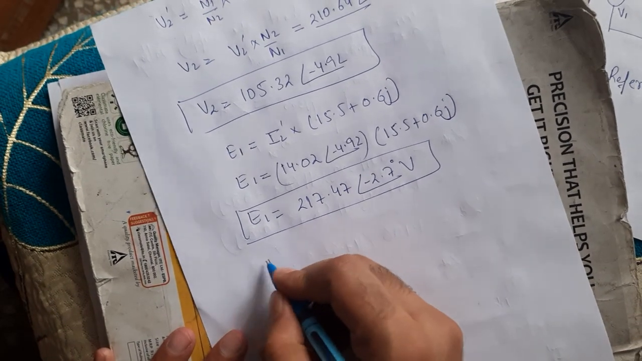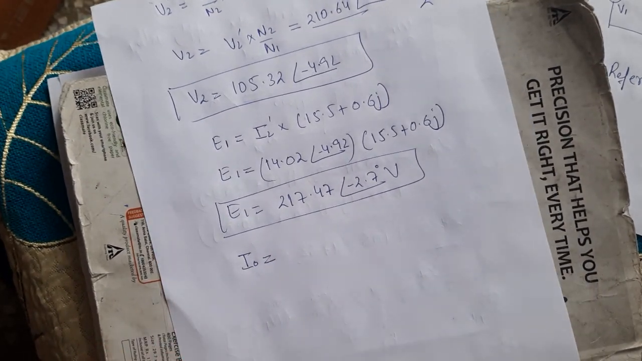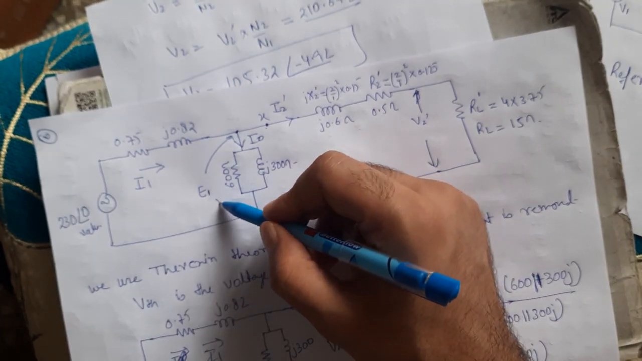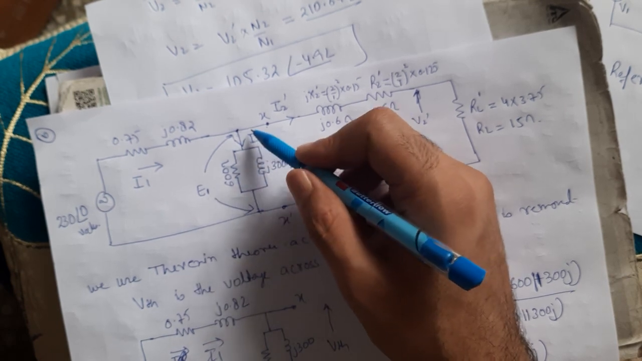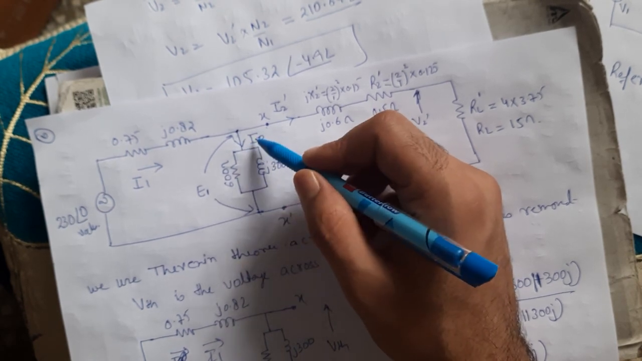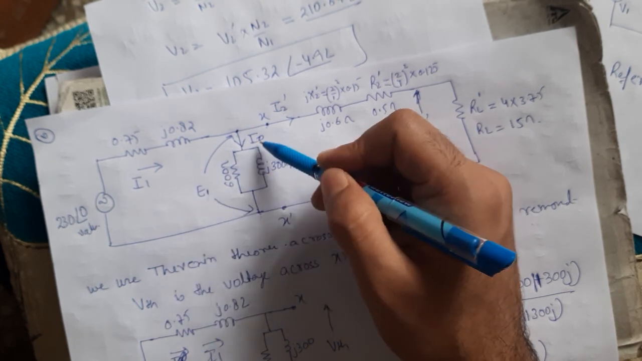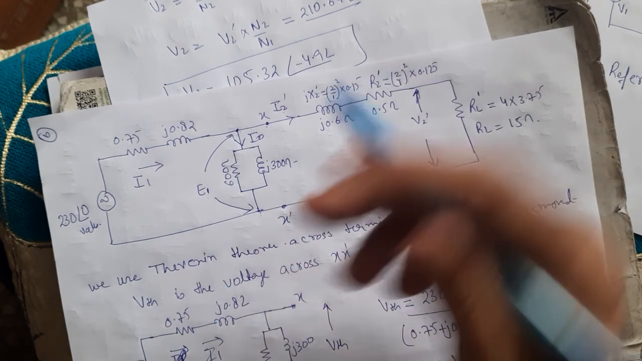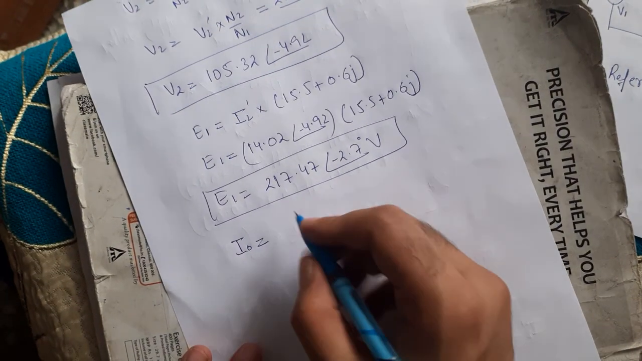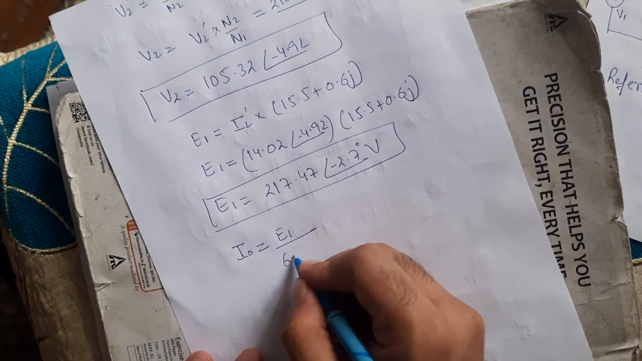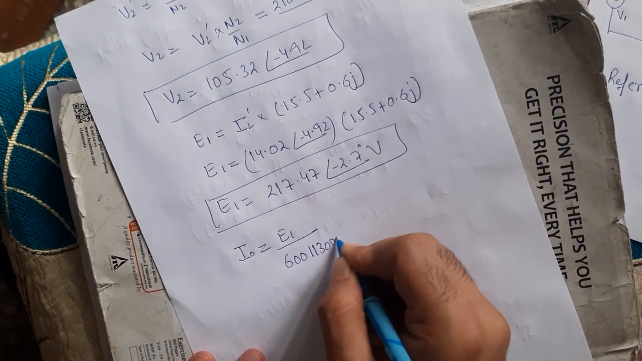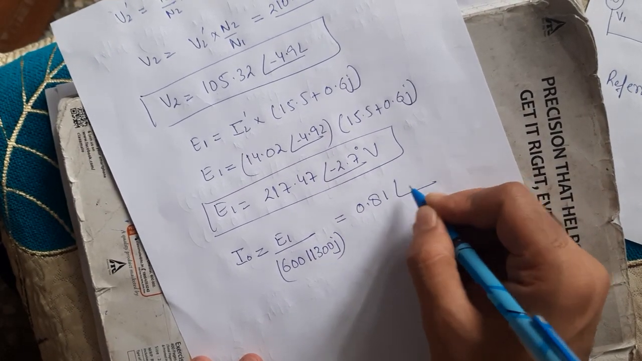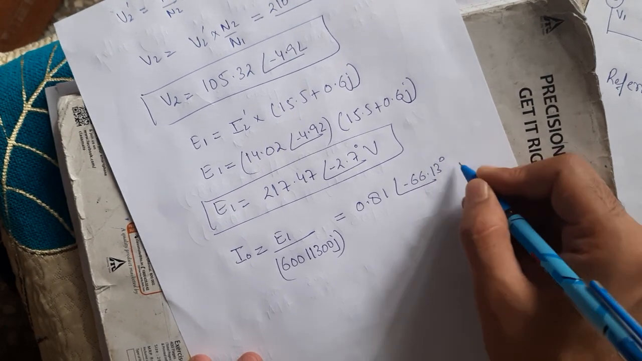You know that if we look at the circuit, the drop across these two terminals is E1, and you know the impedance of this circuit. Can you calculate the current in this circuit? Simply, I0 is nothing but E1 divided by the impedance. What is the impedance? It is 600 plus 600 parallel 300j. So I0 is E1 divided by 600 parallel 300j, and it comes out to be 0.81 angle minus 66.13 degree amperes.